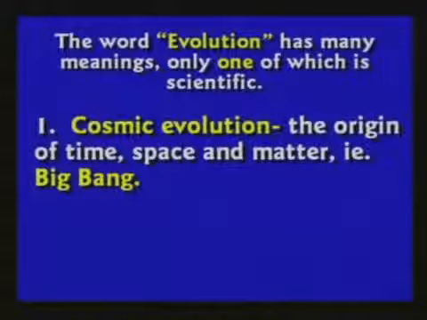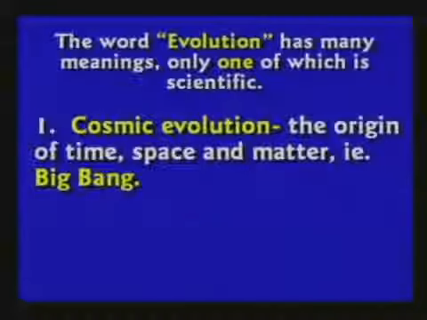This word evolution has six meanings, and if you're going to discuss evolution, it's extremely important you define exactly what you're talking about. The first meaning of the word is cosmic evolution, the origin of time, space, matter. Before you can have a coherent theory of evolution, you have to have something that explains where time, space, and matter came from. They all exist. They seem to be a continuum. You can't have one without the other. If you had matter but no space, where would you put it? If you had matter and space but no time, when would you put it? You have to have time, space, matter simultaneously.